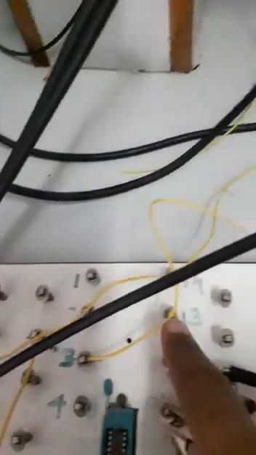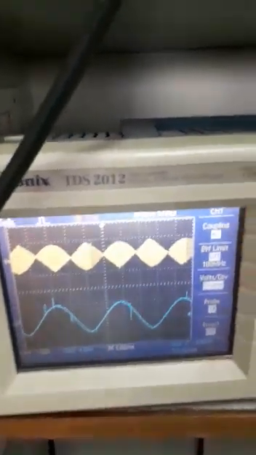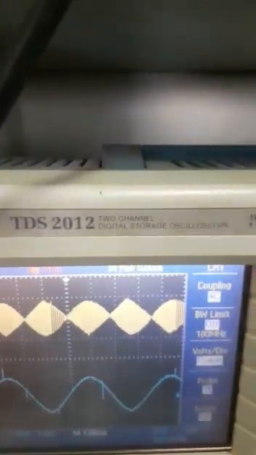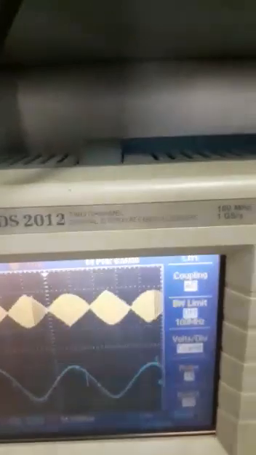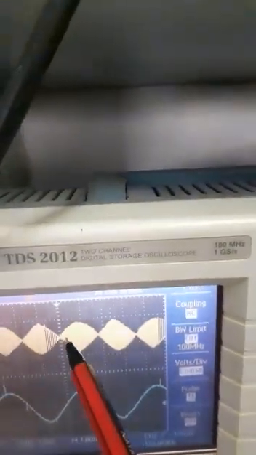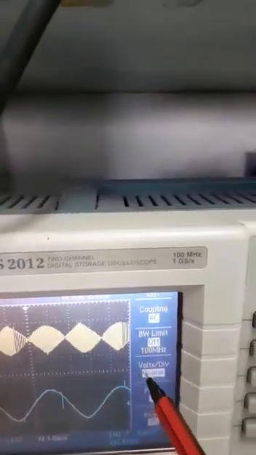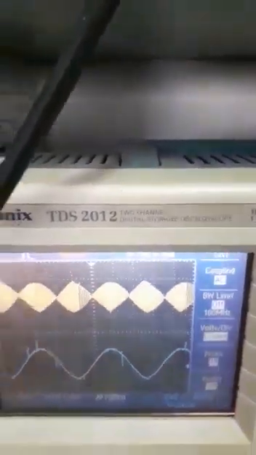Now here this is the CRO channel. You can see that this is the multiplexed output, which is nothing but pin number 3. I have connected pin number 3 to a digital storage oscilloscope so that I can stop it and see the exact wave. Now you can see clearly the multiplexed signals. This is a sine wave and this is a triangular wave, which are multiplexed.